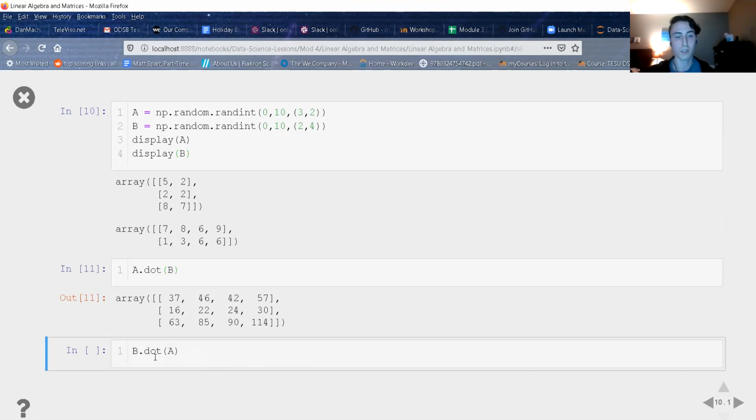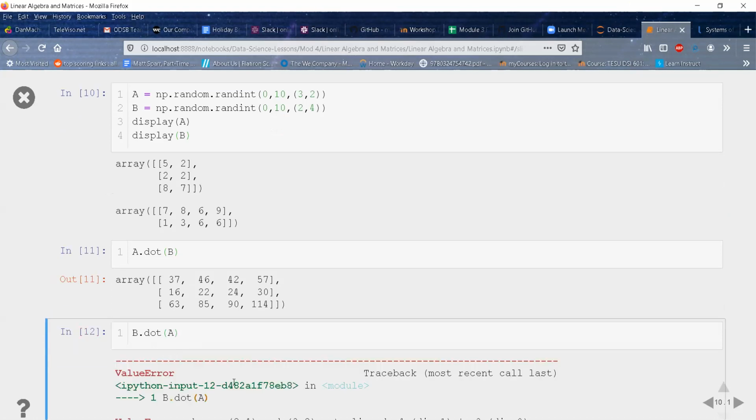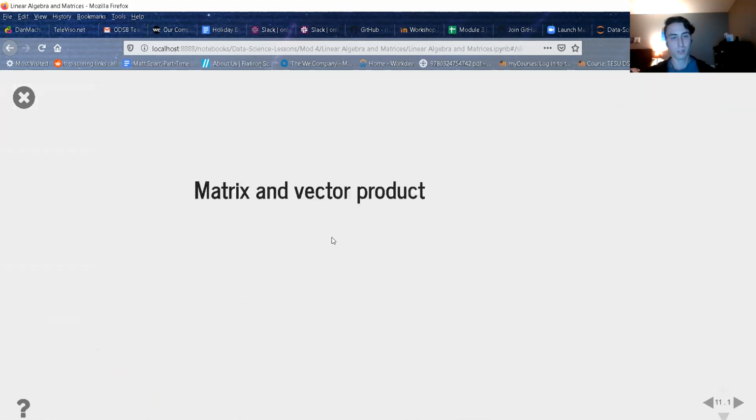Do you guys think this will work here? Can we multiply B dot A? It won't work. That's correct. Because if we reverse these, B is a 2 by 4 and A is a 3 by 2. The inner dimensions are 4 and 3. They don't align, so it can't be done. That's an important property to keep in mind.